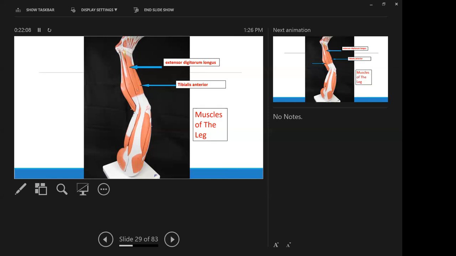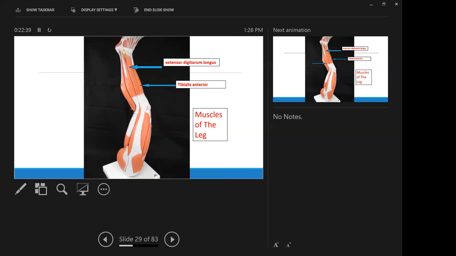Now what does the tibialis anterior do for us? Well, we use that to raise our toes, to bring our toes up when we take a step. When our heel goes down, our toes go up. So when we elevate the front of our foot, we put our heel down and we bring our toes up. When we put our foot down is when the extensor digitorum longus comes into play to spread out our toes.